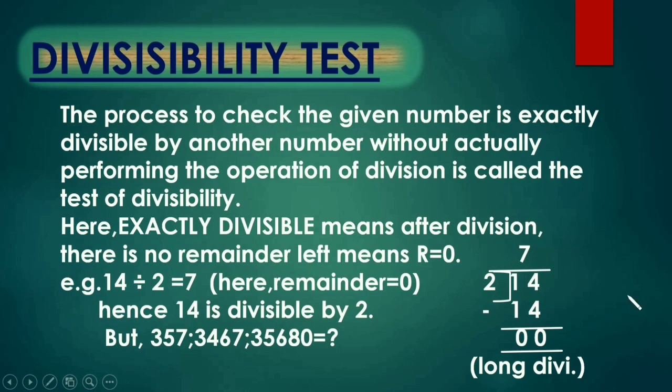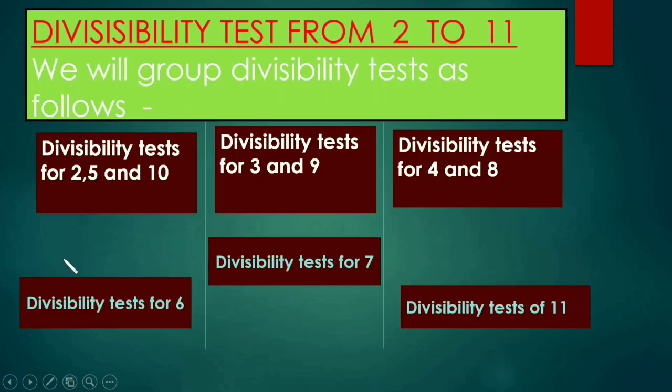In the long division method, we actually perform the division operation to check whether a number is divisible by another number or not. But when we consider this long division method for 3-digit, 4-digit, 5-digit, 6-digit or 7-digit numbers, it takes too much time. So in that case, we will use the concept of test of divisibility. Let's learn about the test of divisibility from 2 to 11.